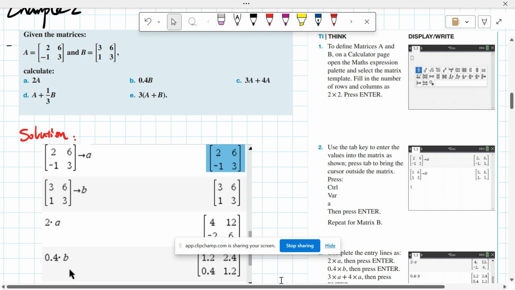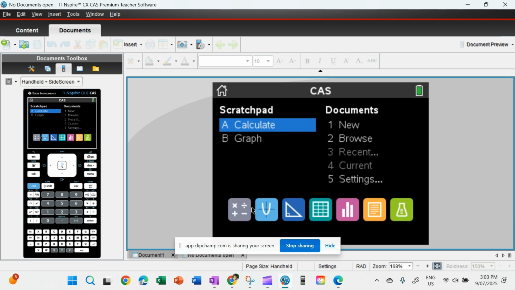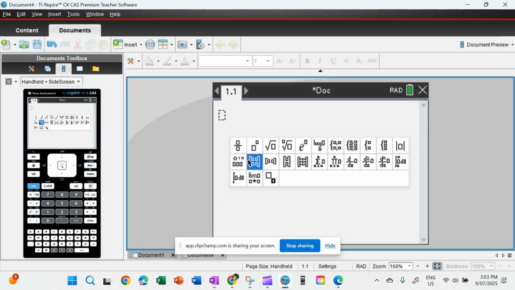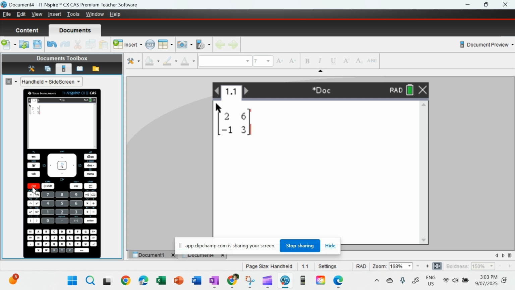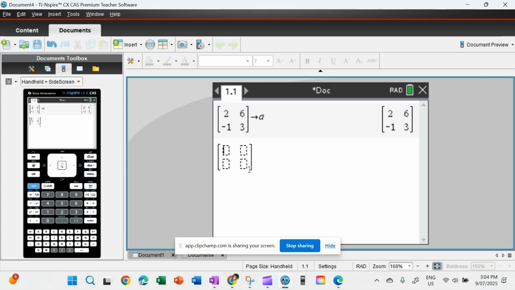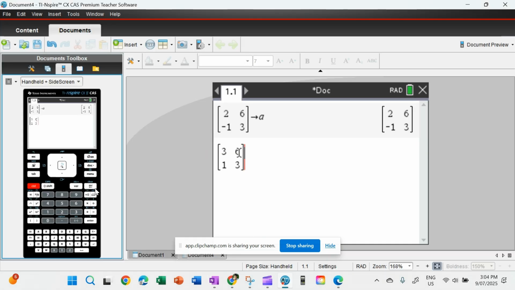Let's try to figure out A and B first. We define the A and B matrices. Start with a new page. We do a 2 by 2 matrix. The first one is 2, 6, minus 1, and 3. We store it as control variable A. The next one is B, 2 by 2 matrices again: 3, 6, 1, 3. Once we have that, we store it as control variable B.